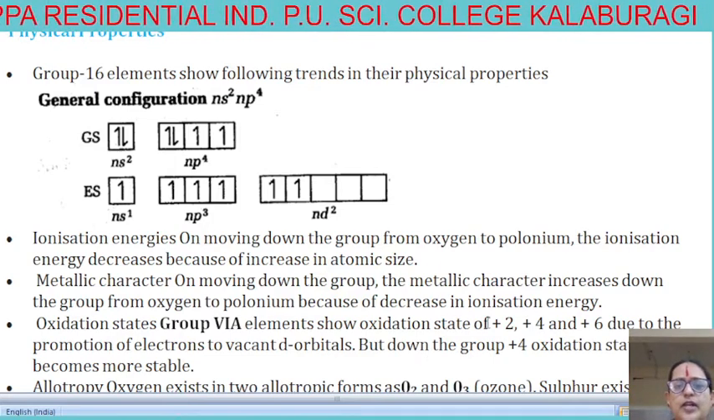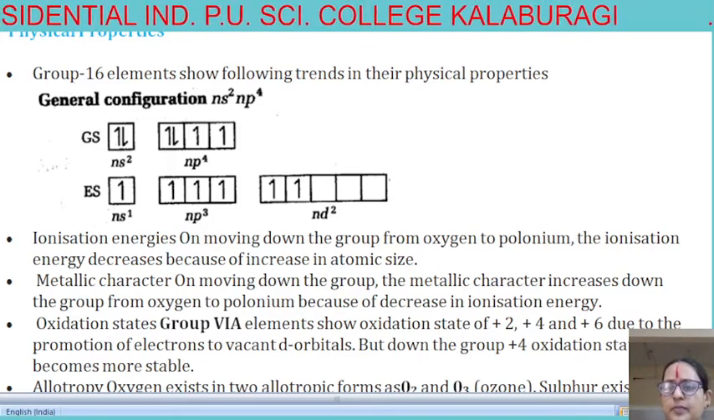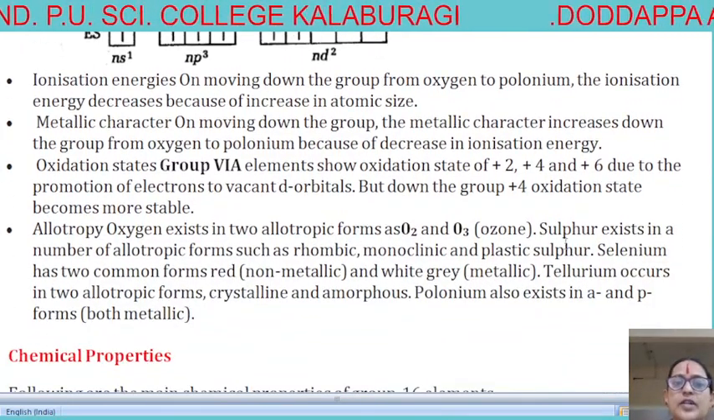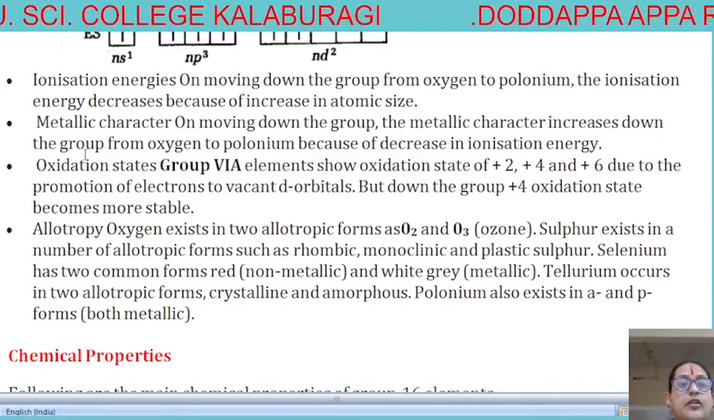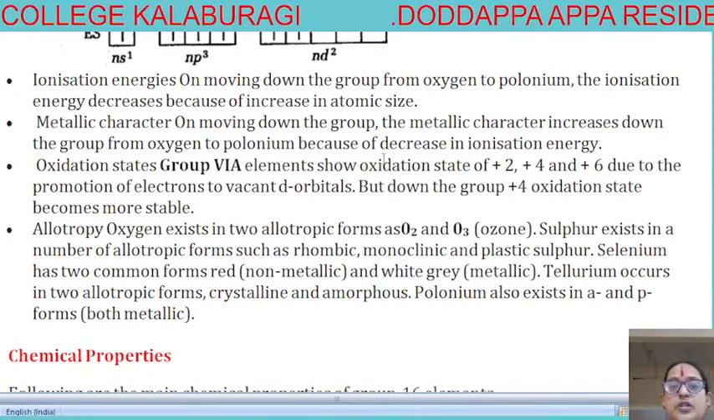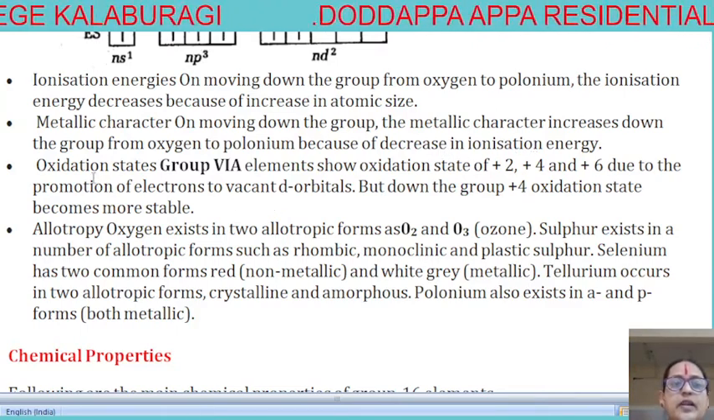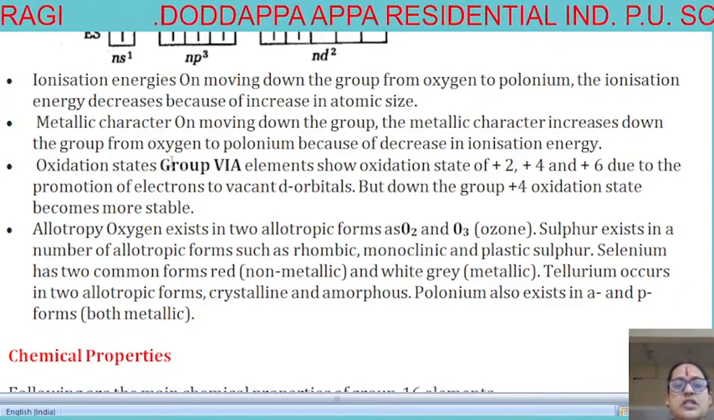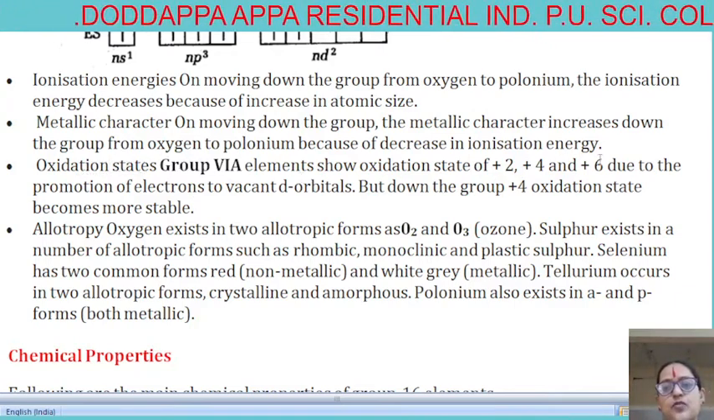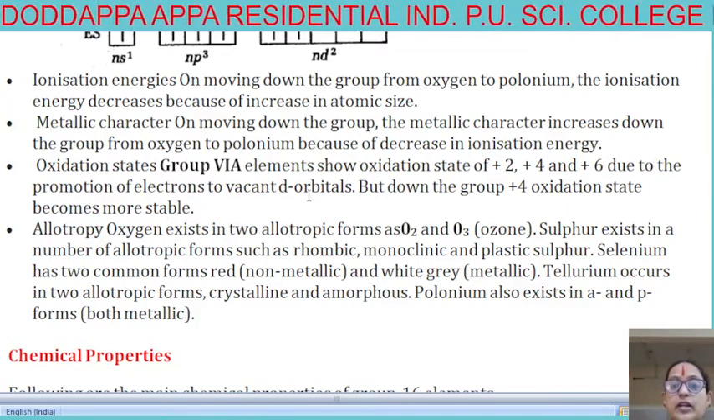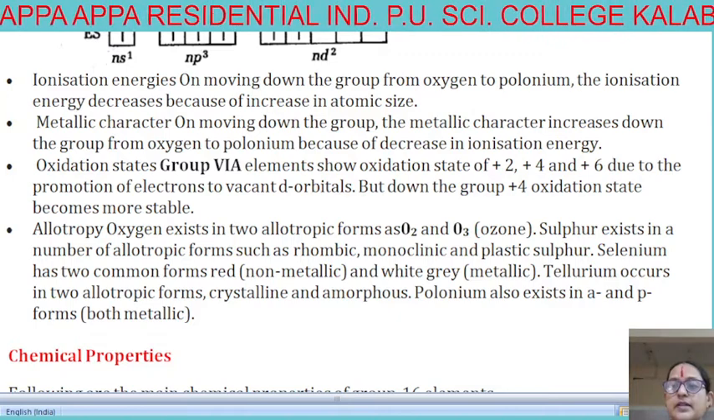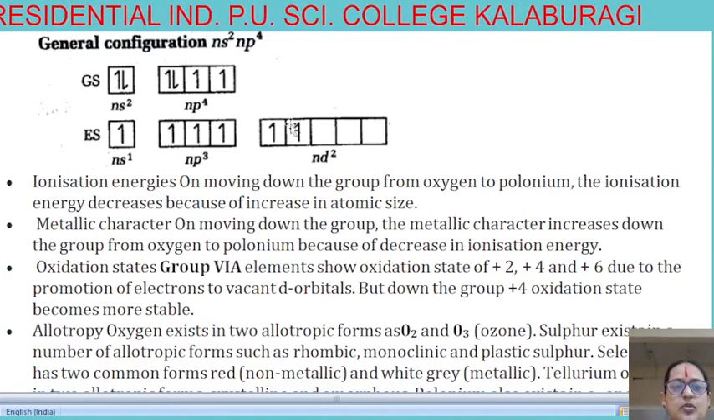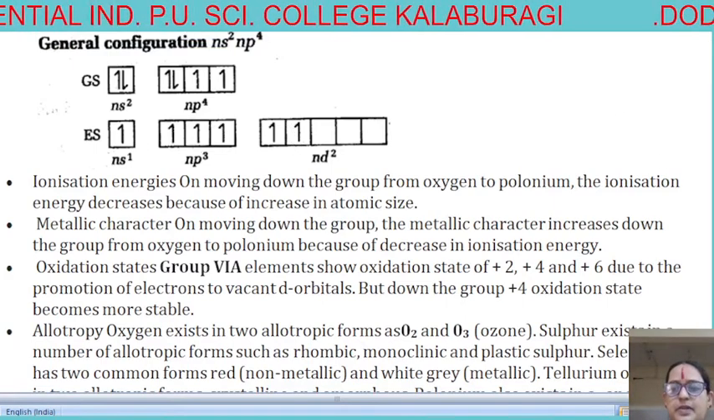On moving down the group from oxygen to polonium, the ionization energy decreases because of the increase in atomic size. Metallic character increases on moving down the group from oxygen to polonium because of the decrease in ionization energy. So metallic character goes on increasing due to low ionization enthalpy. The oxidation states of group 16 elements are +2, +4 and +6 due to promotion of electrons into a vacant d orbital. Here we can see the diagram. Each time one electron gets excited, so they can have oxidation states up to +6.